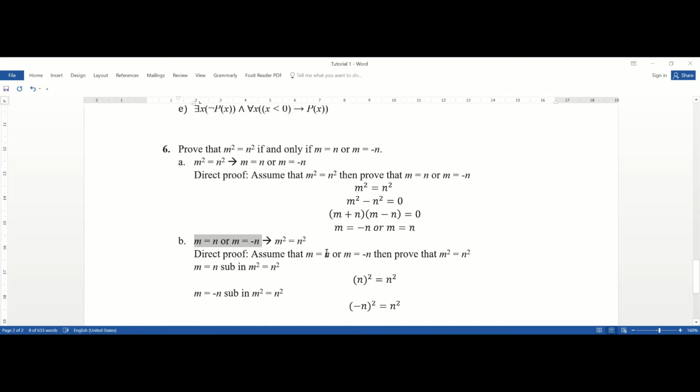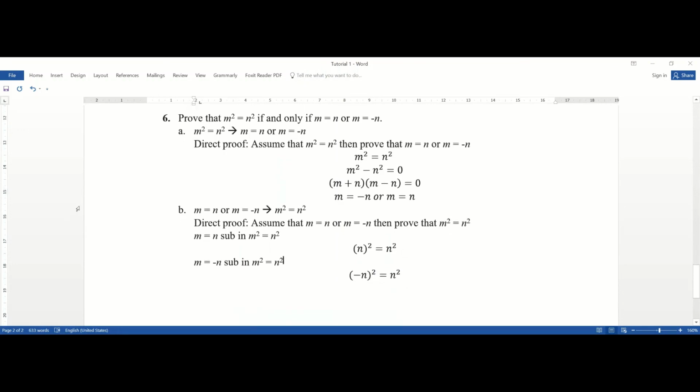Assume that m is equal to n, substitute. Is n squared equal to n squared? Yes, that's it. Just substitute in the equation: m equals n, n squared is equal to n squared. Again, because we have or, m equals minus n, substitute minus n, all inside parentheses, all squared. Is it equal to n squared? Yes, sure, and that's the proof of the second part.